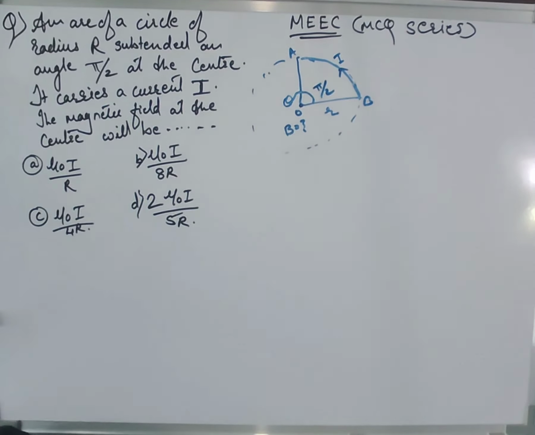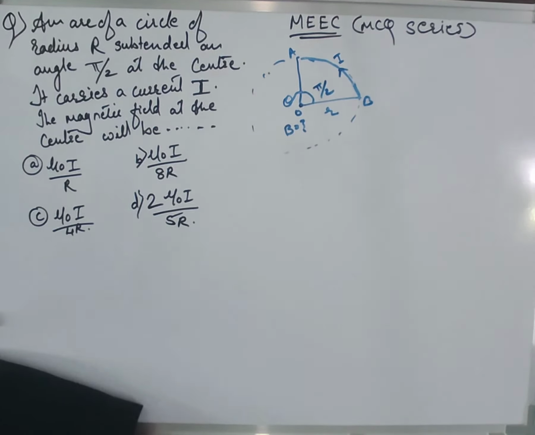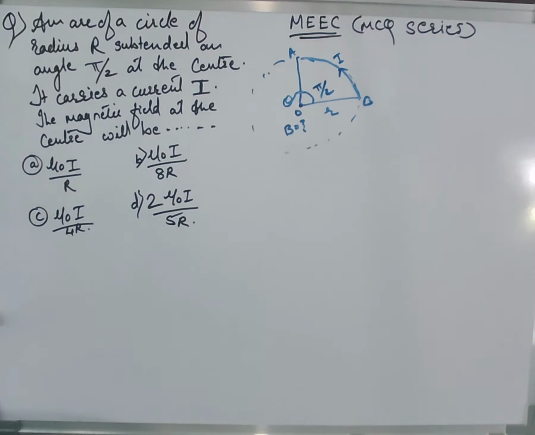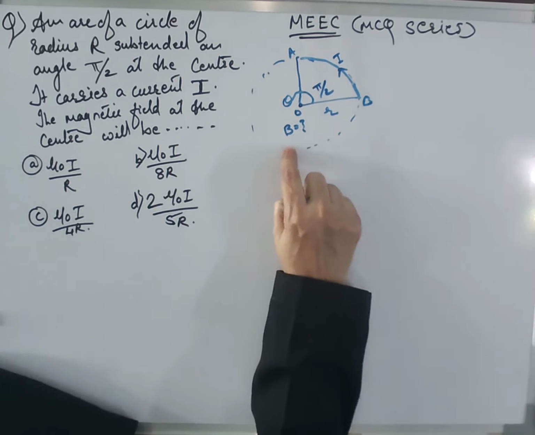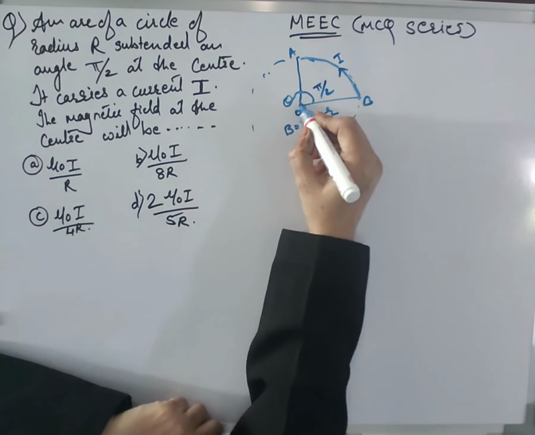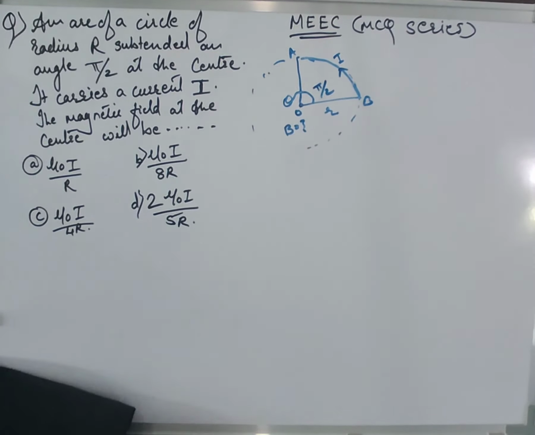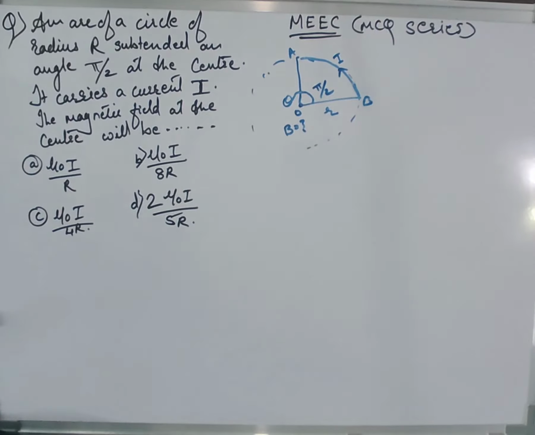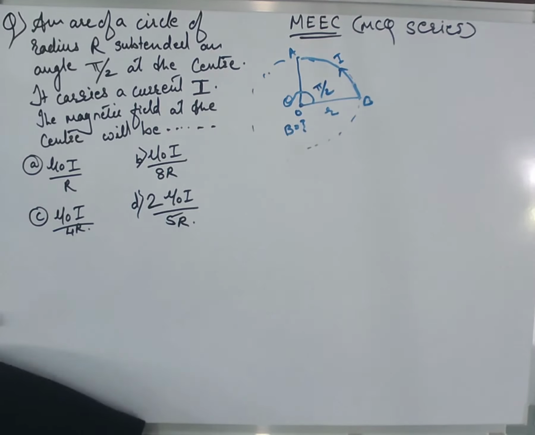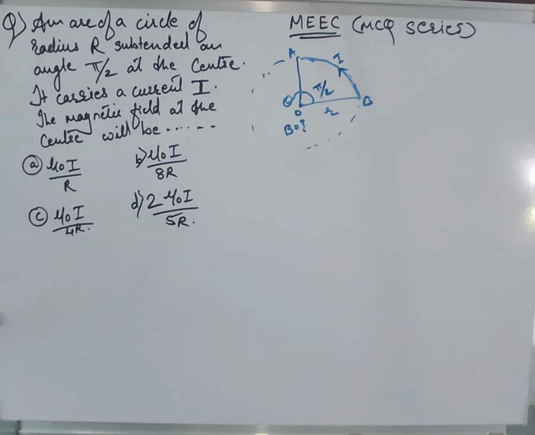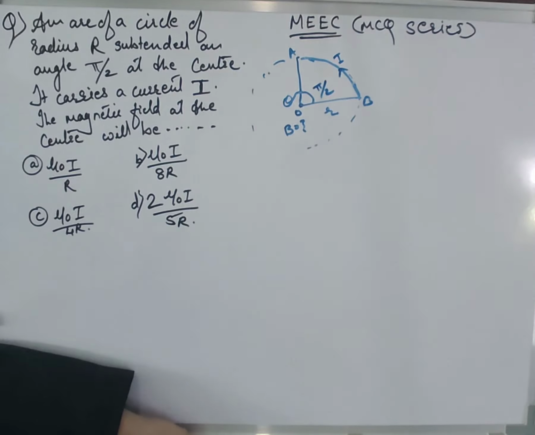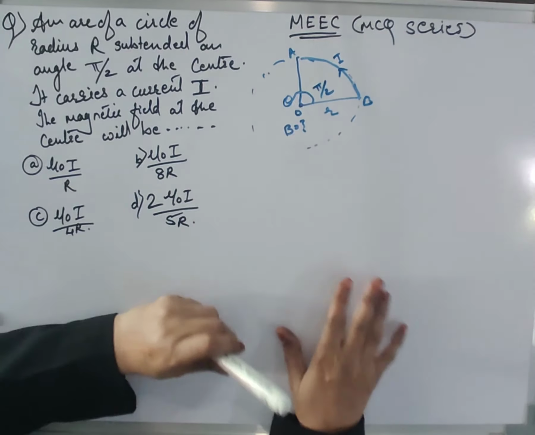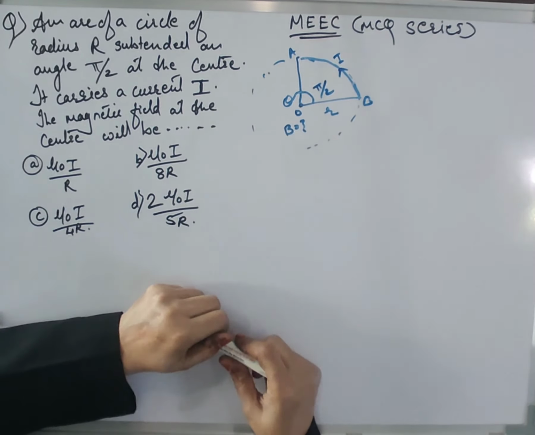So now, getting on to the solution. What we need to calculate is the magnetic field at this point. In order to calculate the magnetic field for this particular shape, we need to apply the concept of Biot-Savart's law. Everybody should be well versed in Biot-Savart's law by now.